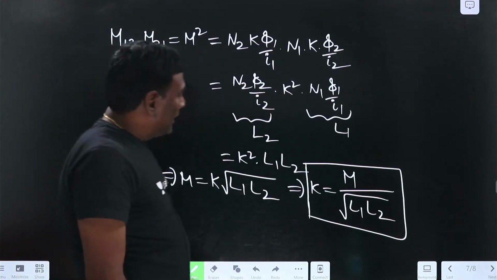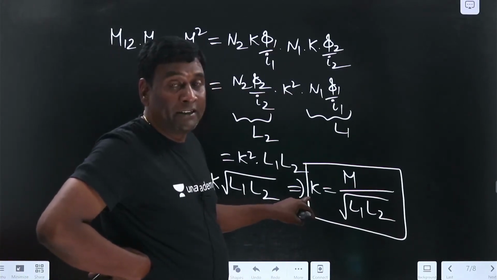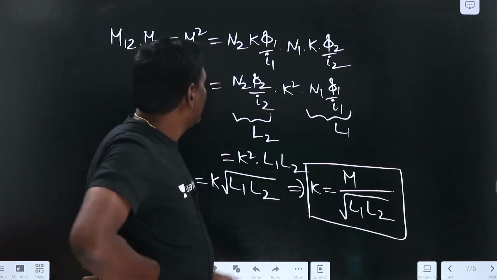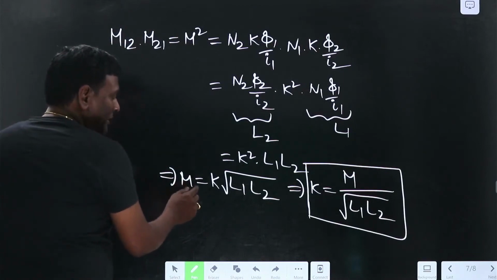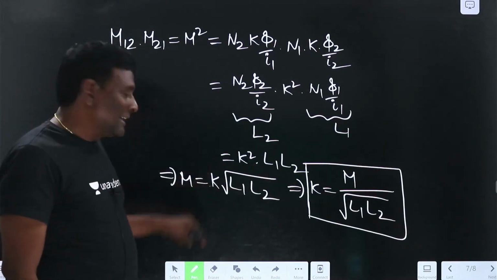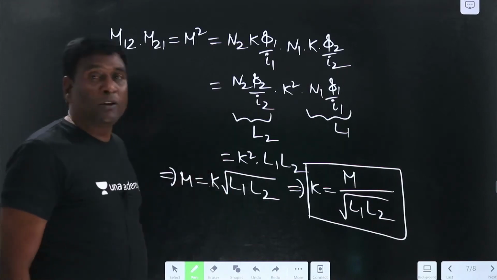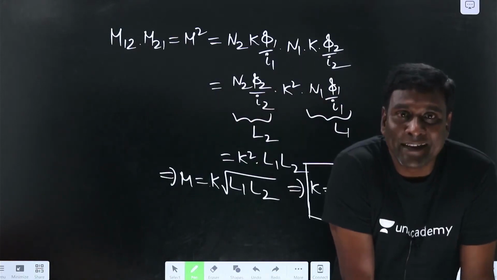Now we already know that K should be between 0 and 1, less than 1. Sometimes people think that M can be more than the square root of L1 L2. For example, if K equals 1, forget about it. If M is more than the square root of L1 L2, what's going to happen? Conservation of power is going to be violated.